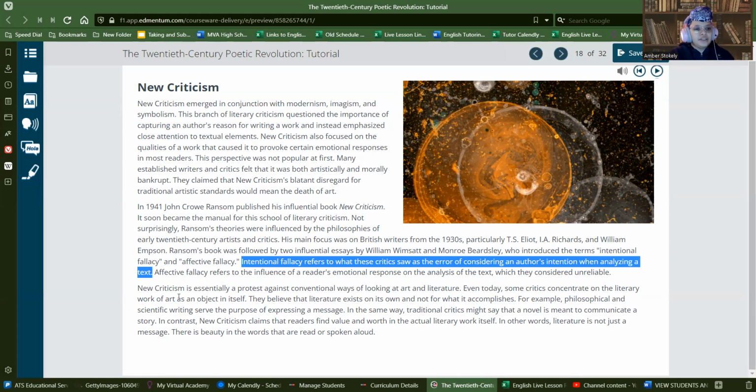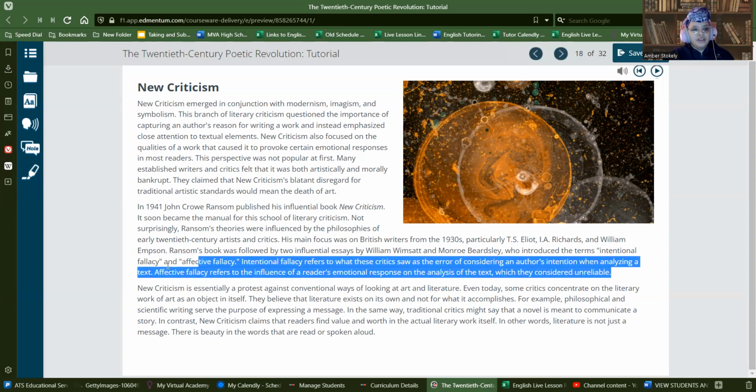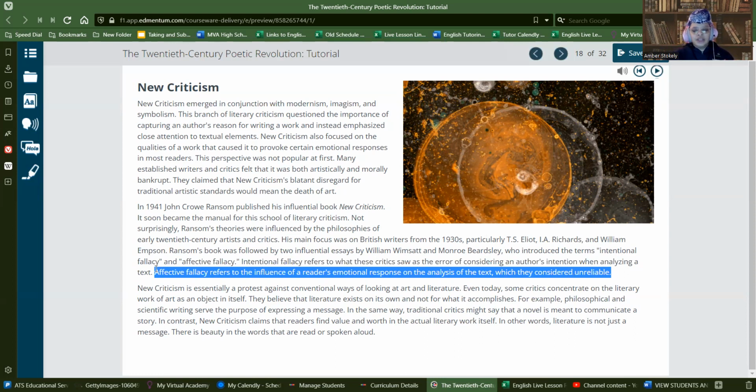And affective fallacy refers to the influence of a reader's emotional response on the analysis of a text, which they consider unreliable. So basically, the second one, the affective fallacy, is the critique isn't about how the book makes you feel. It's about what the book actually does well. So just because you don't like something or you think something is great doesn't mean that it was done well. There has to be a standard for what is something done well and what is something done badly. And that's how you should judge a work instead of looking at your feelings.